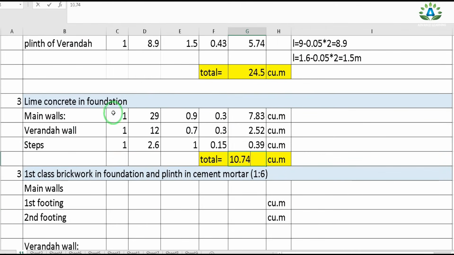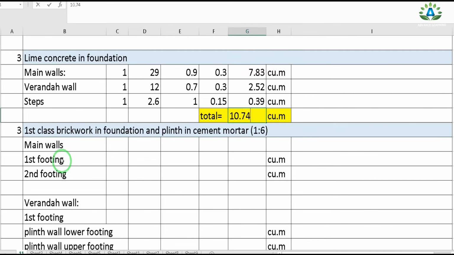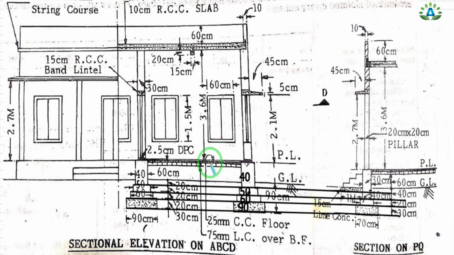Now our next step is to calculate this first class brickwork in the foundation and the plinth in cement mortar, and we have to calculate the main wall portion first, and for this we need to see our sectional elevation on ABCD as well as this section on PQ, and it would be easy if you draw these lines connecting to these pillars because we need to see the plan of each level.